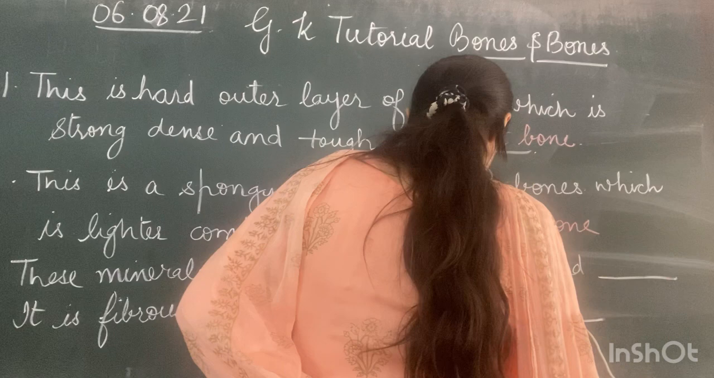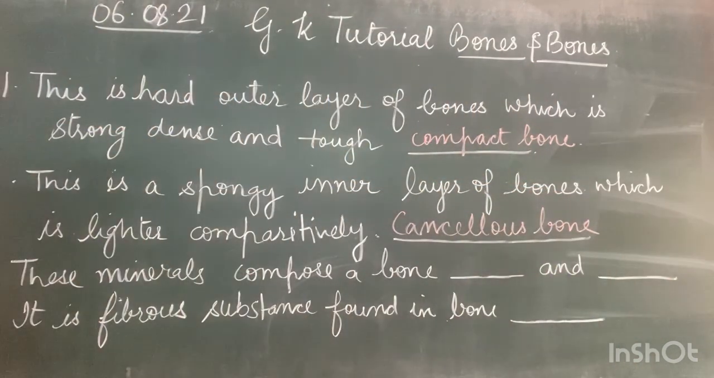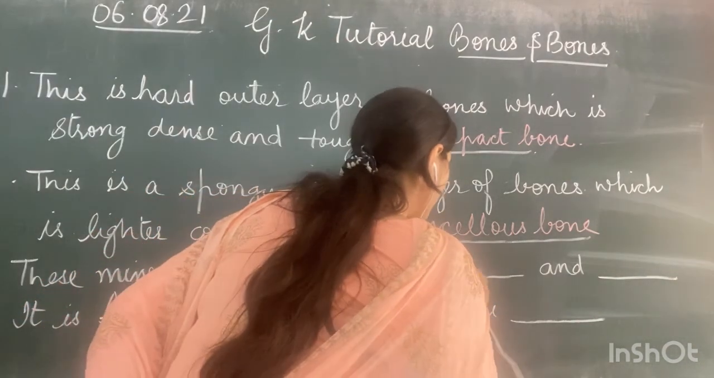It is cancellous bone. So the second answer you need to know is cancellous bone. The first answer is compact bone and the second answer is cancellous bone. Now coming to the third, these minerals compose a bone. What is the name of the minerals? You have to write two names. So the answer is calcium and phosphorus.